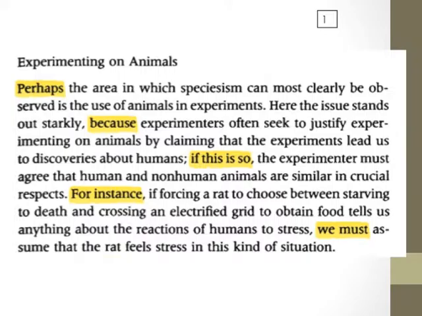So we can see that some claims are being made. First, that the issue of speciesism stands out starkly in the use of animals in experiments, and indeed that perhaps this is the area in which speciesism is most clearly observed. Also, that this is because experimenters often seek to justify experimenting on animals by claiming that the experiments lead us to discoveries about humans.